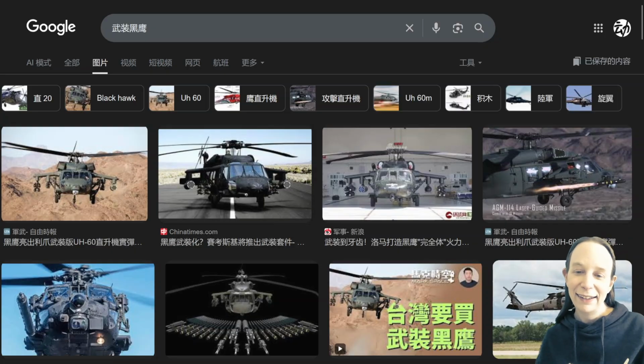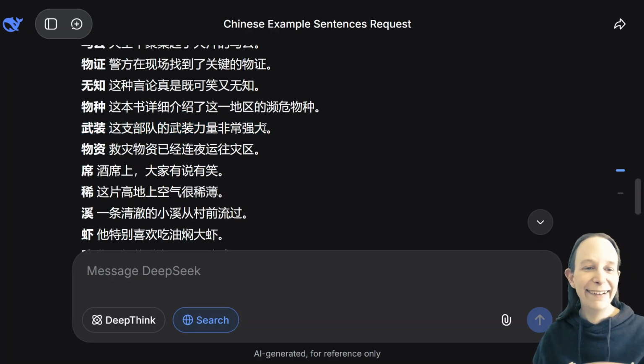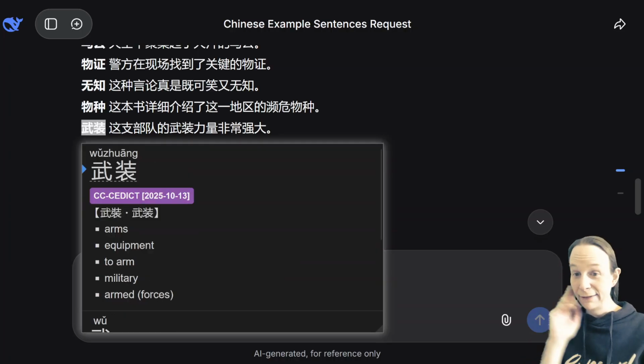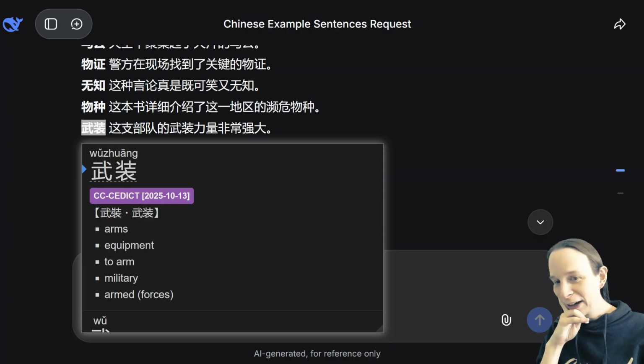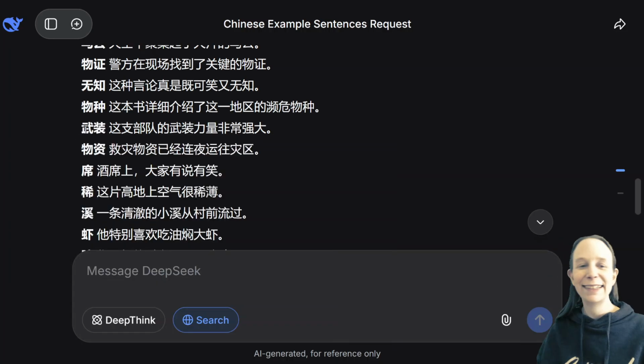Oh, it's Black Hawk, isn't it? Armed Black Hawk. All right, anyway. So noun, verb, and adjective. Wow, it's got the whole spectrum of grammatical possibilities in it.